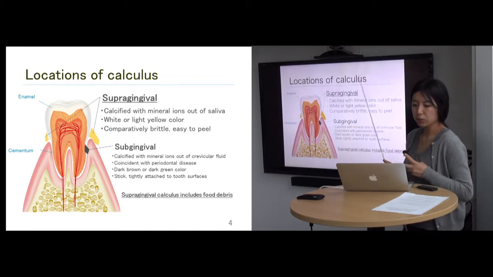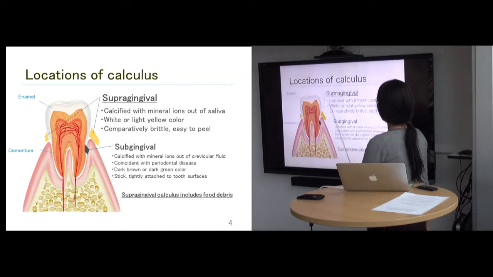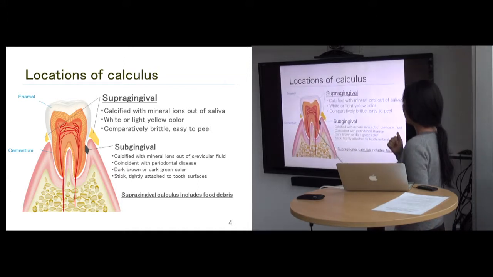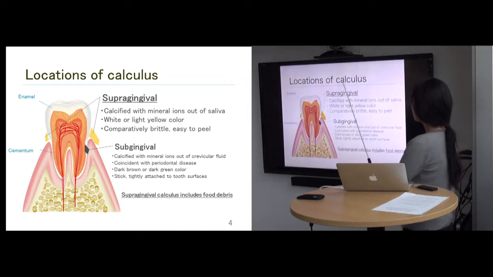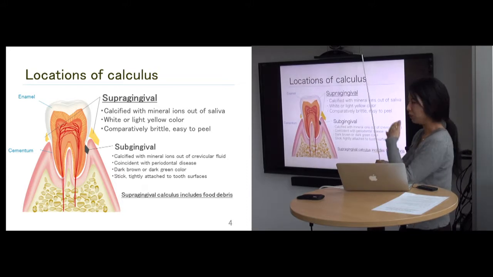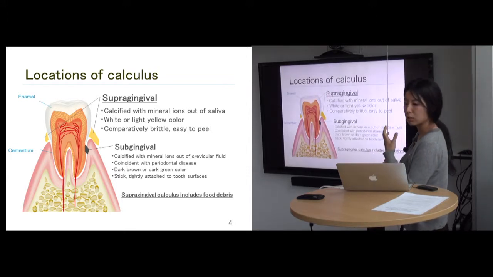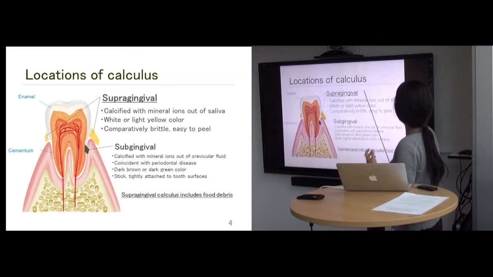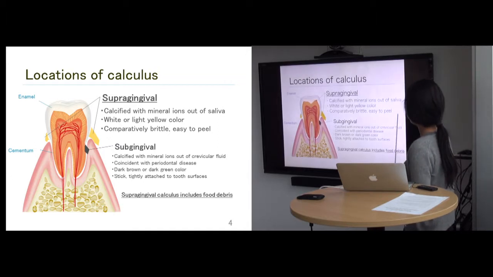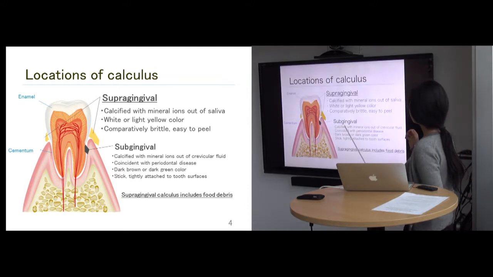There are two types of calculus. The one is supragingival calculus, like this, and the second type is subgingival, like this. These two types of calculus are very different. The supragingival calculus is calcified with mineral ions out of saliva, and it has a white or light yellow color, and it is comparatively brittle, easy to peel by tools.